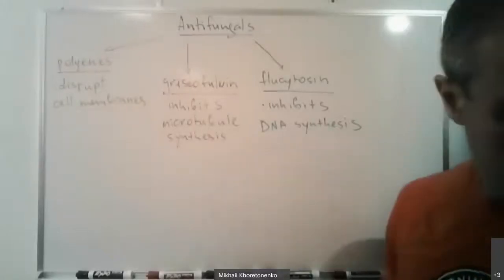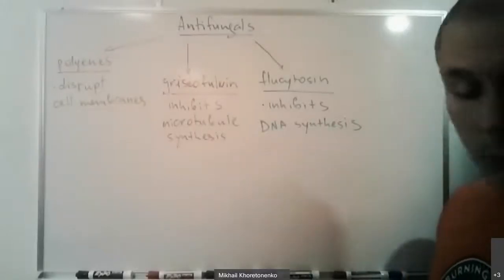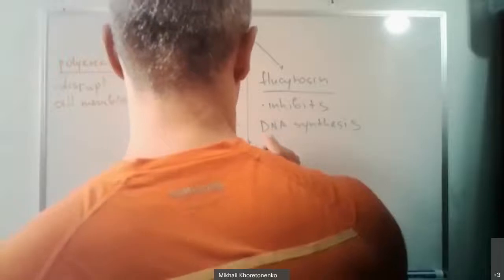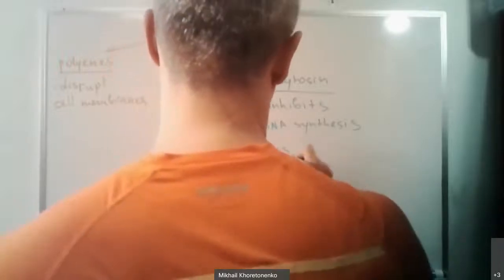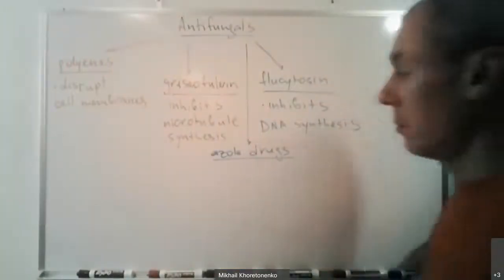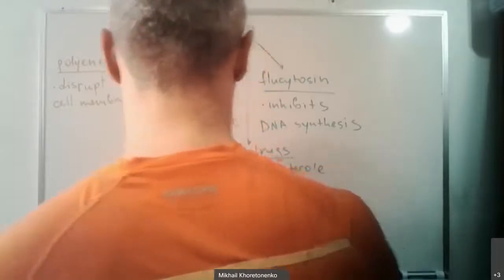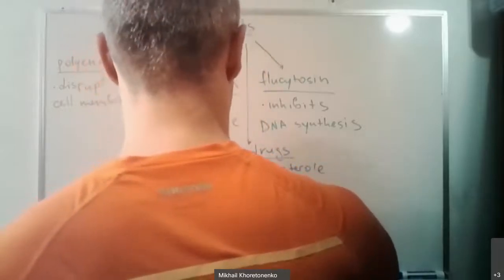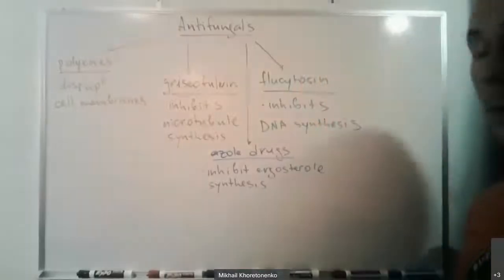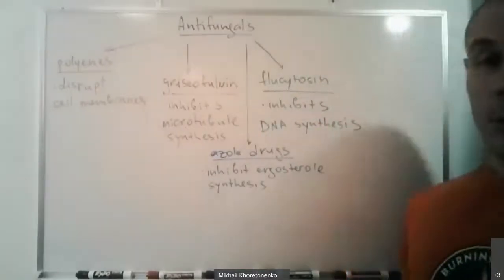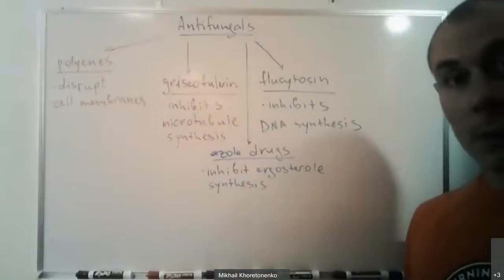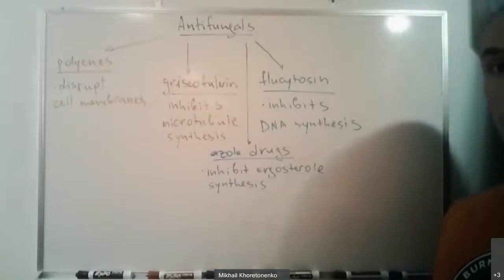And finally, the fourth class of drugs here are azole drugs. Azole drugs inhibit ergosterol synthesis. Azole drugs are by far the best antifungals at our disposal, such as miconazole, ketoconazole, fluconazole.